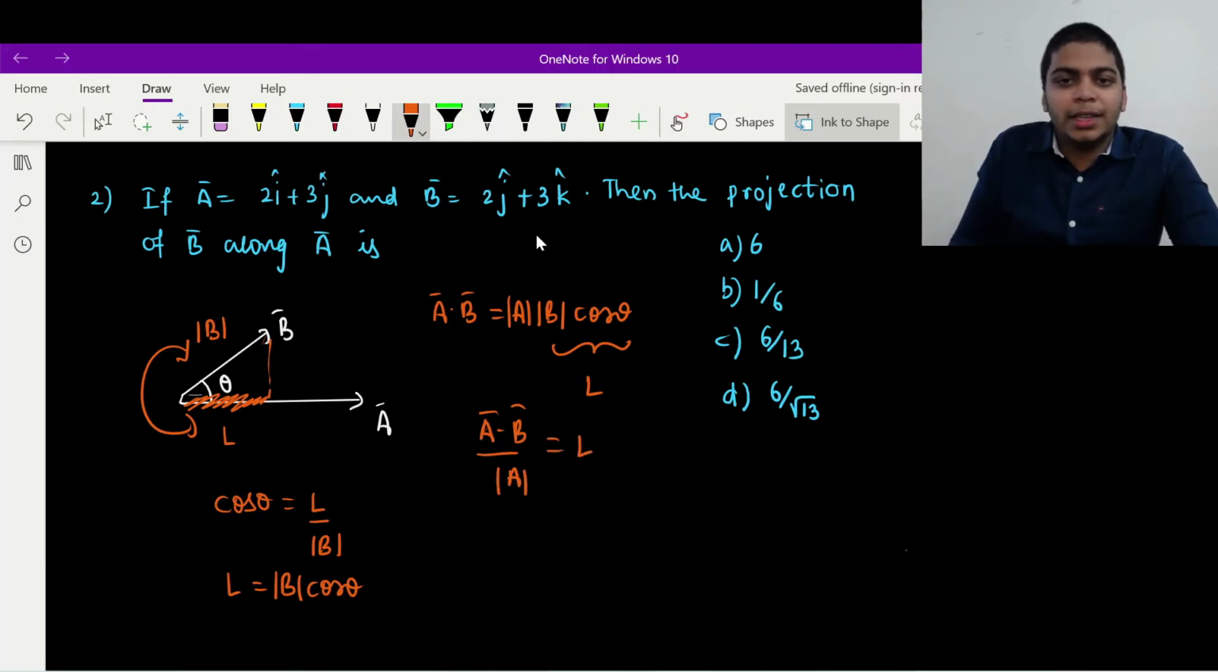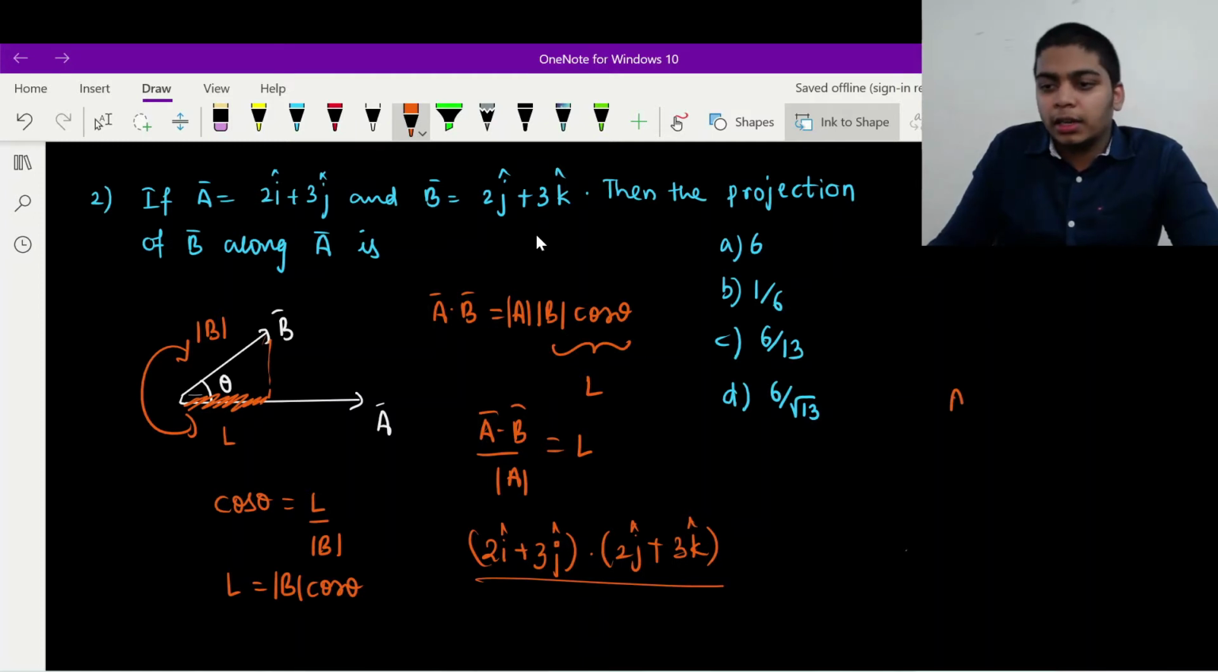And what is a dot b from this given question? It is 2i cap plus 3j cap dot product with 2j cap plus 3k cap, divided by mod a. What does mod a mean? If your a bar is x i cap plus y j cap plus z k cap, the magnitude of a is nothing but root over x square plus y square plus z square.